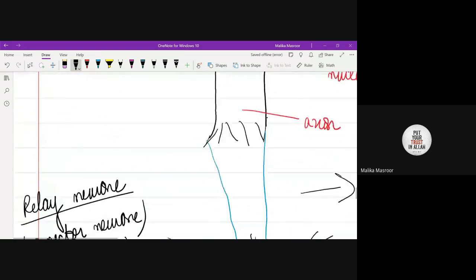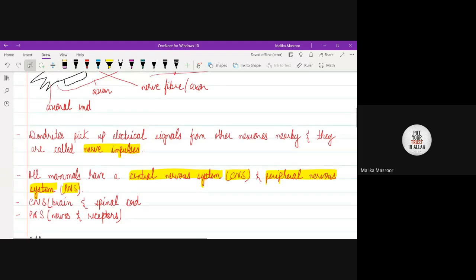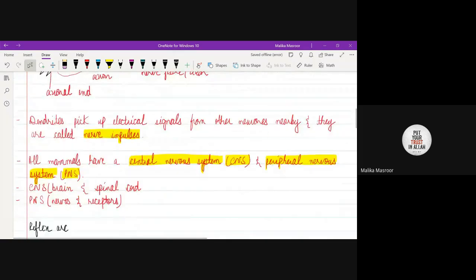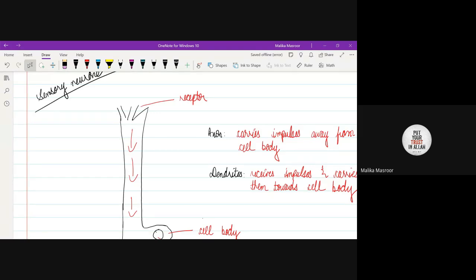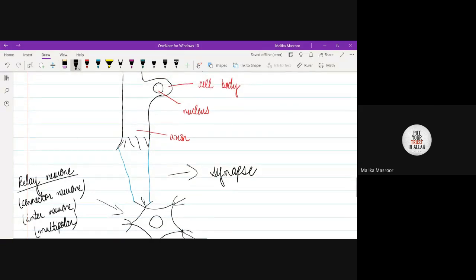See, what did I write here in motor neuron? That dendrites pick up electrical signals from other neurons nearby and their nerve impulses. Obviously other neurons, because motor neuron will be attached to a sensory neuron, right? That's why I said other neurons. In this case, when your sensory neuron is there, receptors will be attached to the dendrites of your sensory neuron. They will take it towards the cell body, and from the cell body, your axons will take it away to your next neuron, that is your relay neuron. Clear? Any questions?